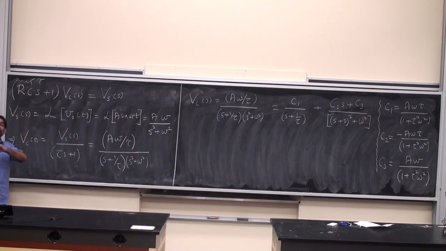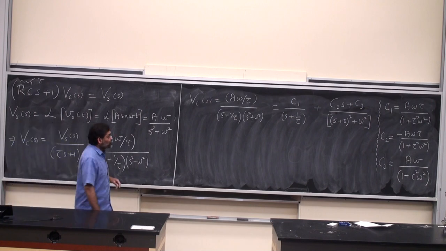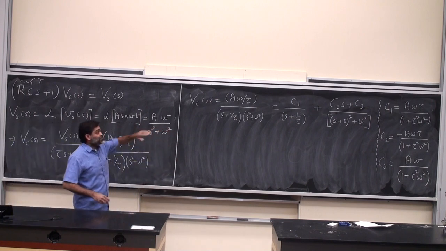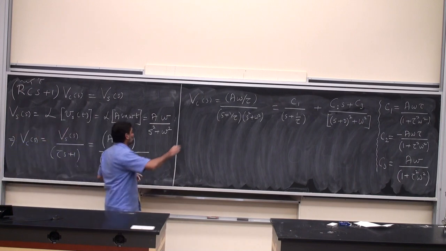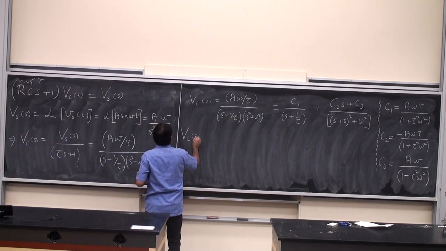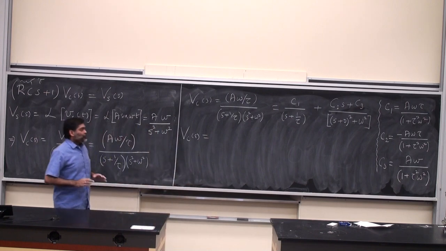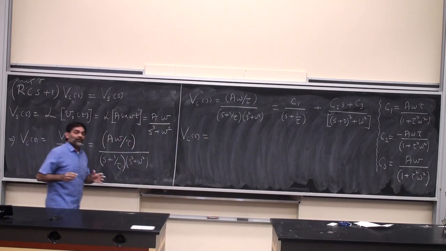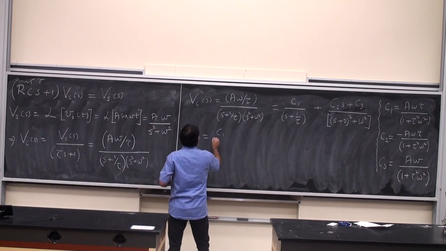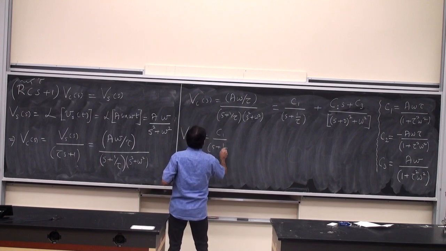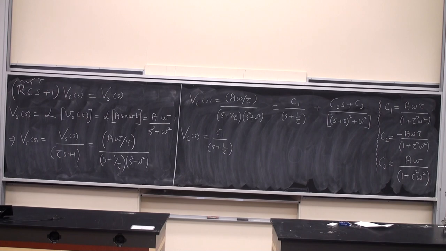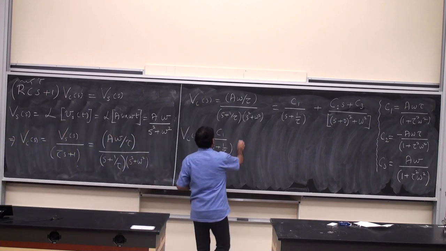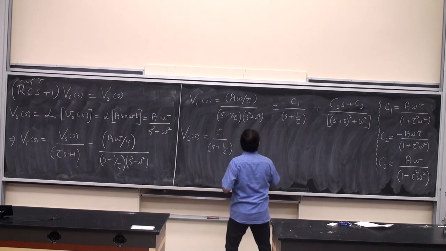I'm not going to substitute yet. I have a couple of things to do. So if I find C1, C2, and C3, before I do the inverse, we do the following. Okay? So VC of S. Not much to do with C1, so leave that fellow as it is. So C1 by S plus 1 by tau, plus C2 S plus C3, I split it. Okay, so this is plus C2.